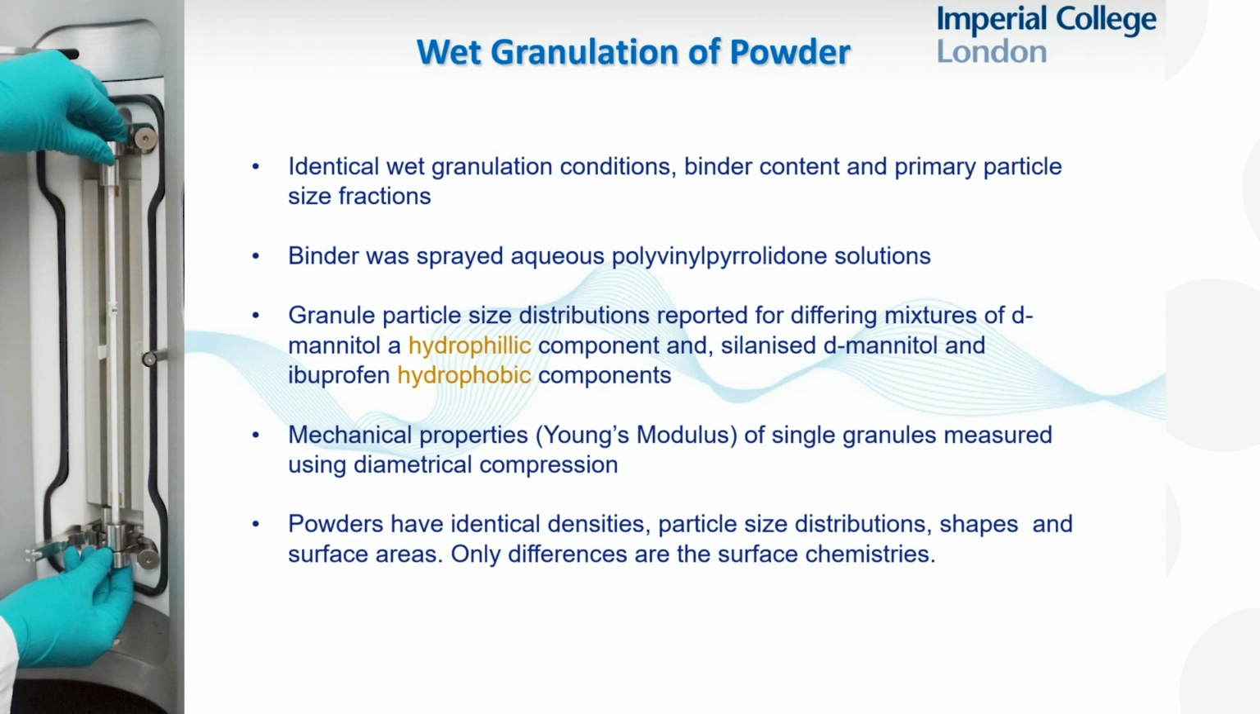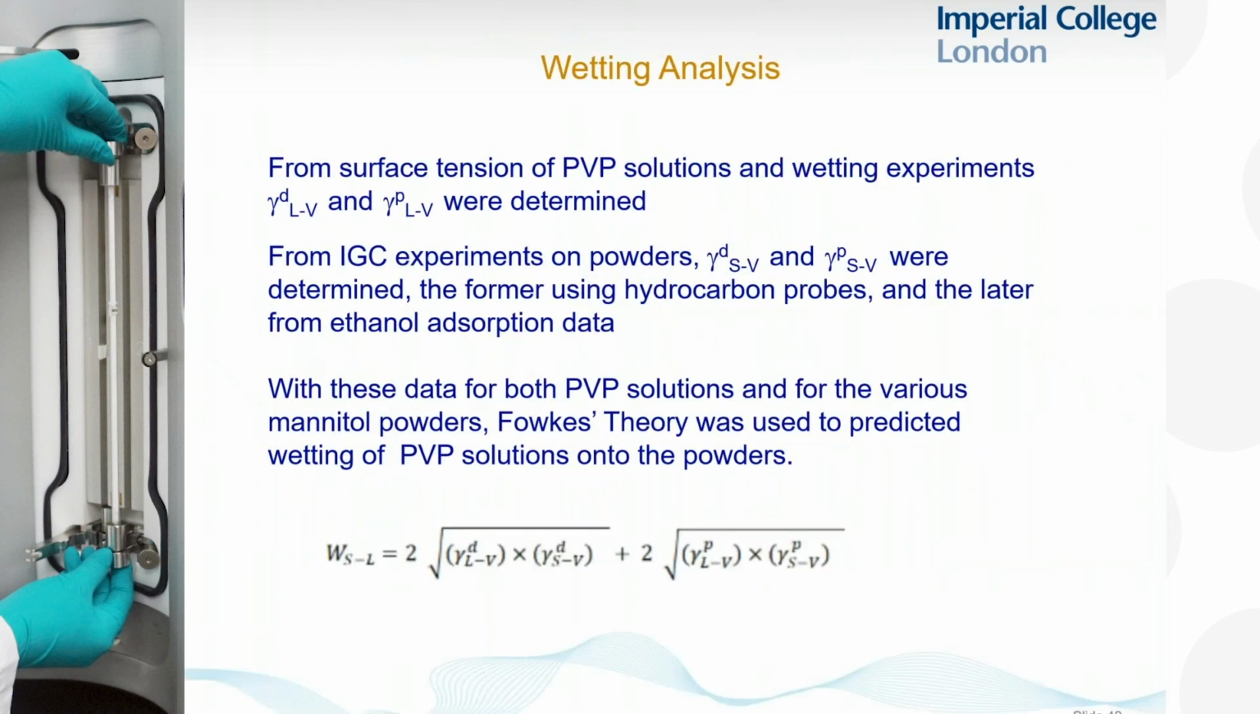We measured the mechanical properties and the particle sizes, but because of time, I'm just going to talk about particle sizes. But actually, both the mechanical properties and particle sizes change simply because the wettability of the powders varies. So what I'm going to do in the analysis today, and I won't get into much detail, is we're going to measure the surface tension of the PVP solutions. We're going to measure the dispersive and the polar components of the surface tension of those solutions.